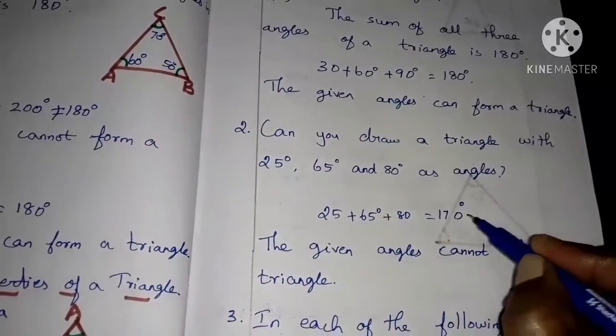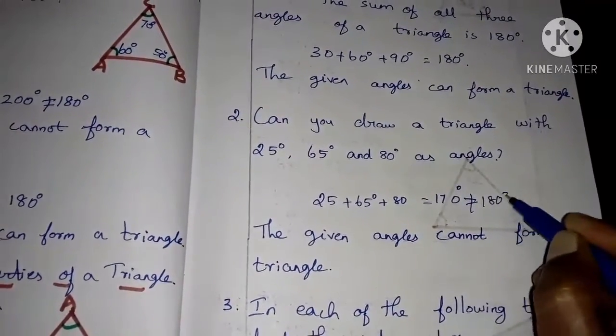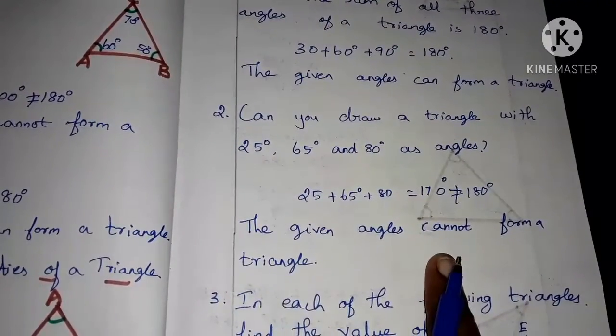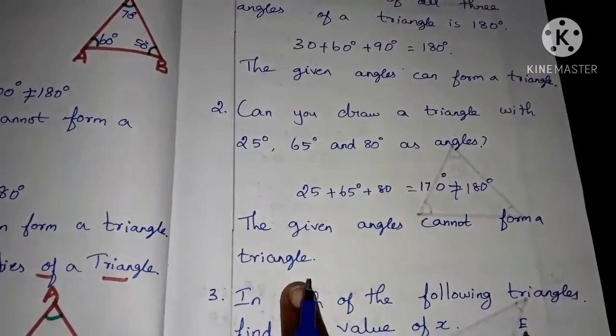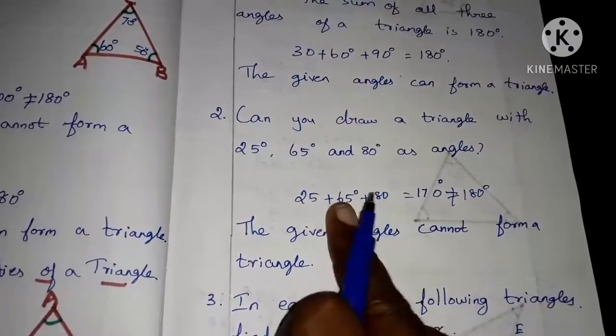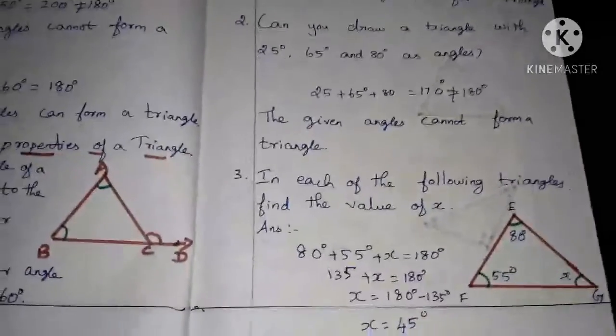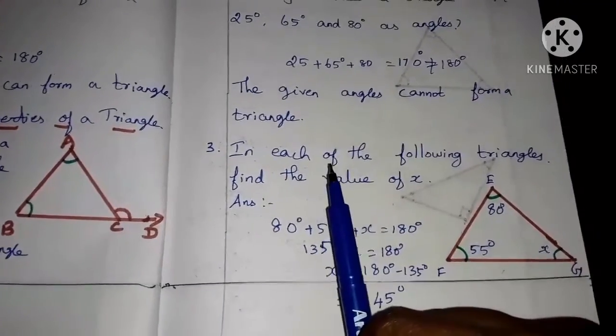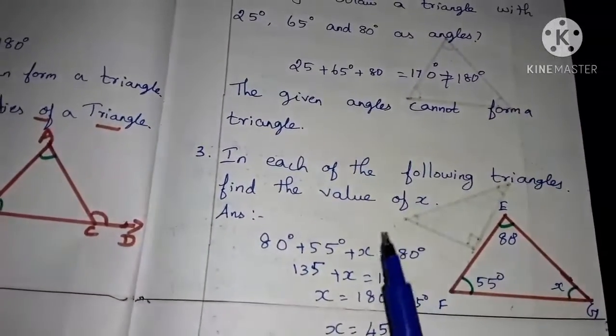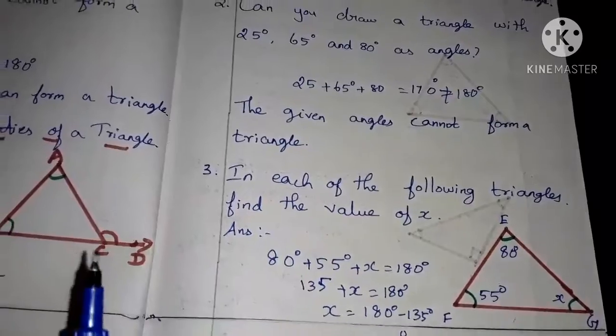It is not equal to 180. So the given angles cannot form a triangle. Third question. In each of the following triangles, find the value of x.